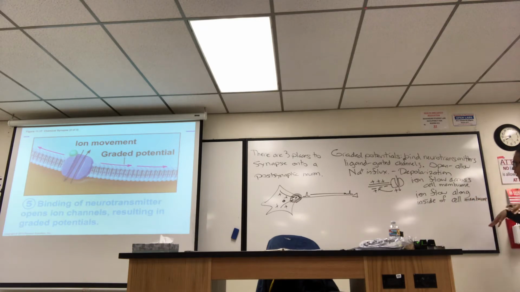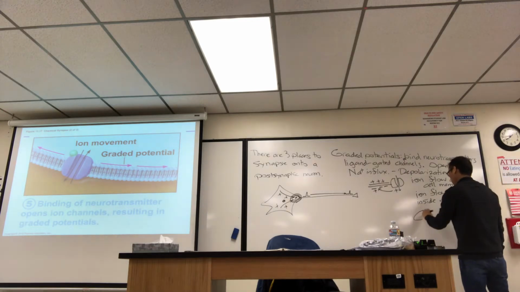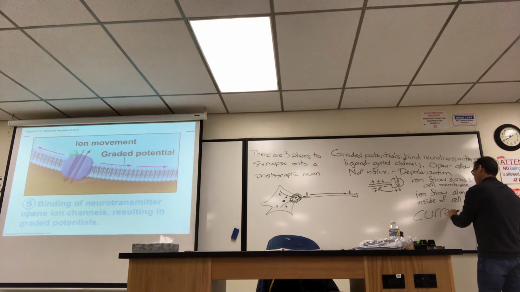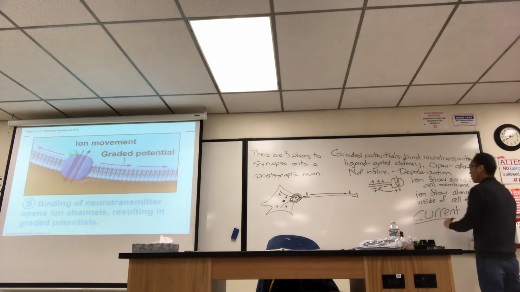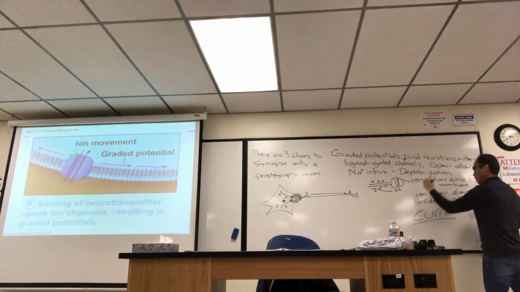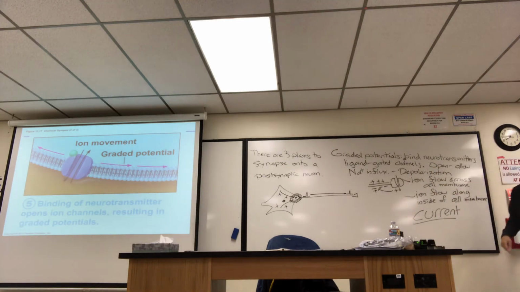Whenever ions are flowing, whether across the cell membrane or along the inside of the cell membrane, that's considered current. Currents are ions flowing. Consider that current: either ions flowing across or ions flowing in. So when they draw those purple arrows out from the ligand-gated channel, they're trying to illustrate the current flowing along the surface of the cell membrane.